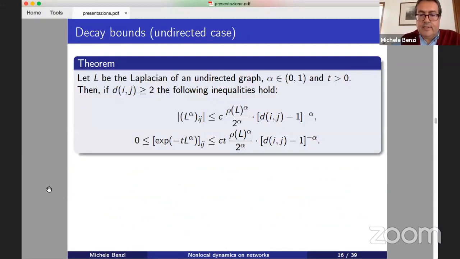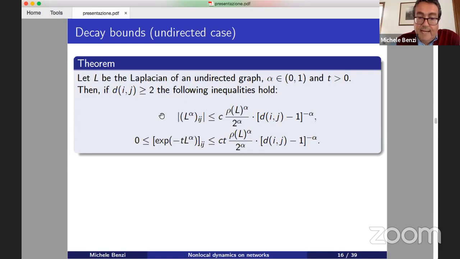In contrast, if we look at functions that are only Holder continuous, the decay will be algebraic, and so we have a less localized dynamics. So here I express this power law decay separately for the matrix function, the alpha power of L. Again, we're in the undirected case.